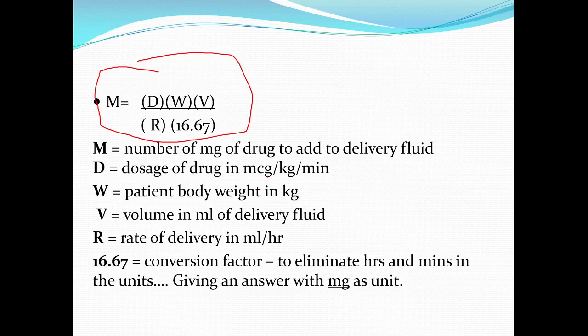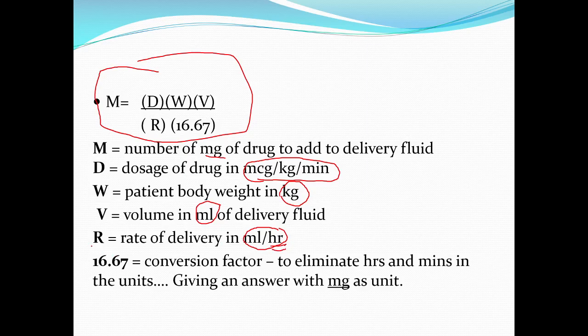D is the dosage of drug in micrograms per kilogram per minute. W is the patient body weight in kilograms. V is the volume, the milliliters of delivery fluid. So if I give you something in liters, you automatically change it to milliliters. If I give you something in pounds, you change it to kilograms. And R, the rate, is mils per hour, not mils per minute, mils per hour.